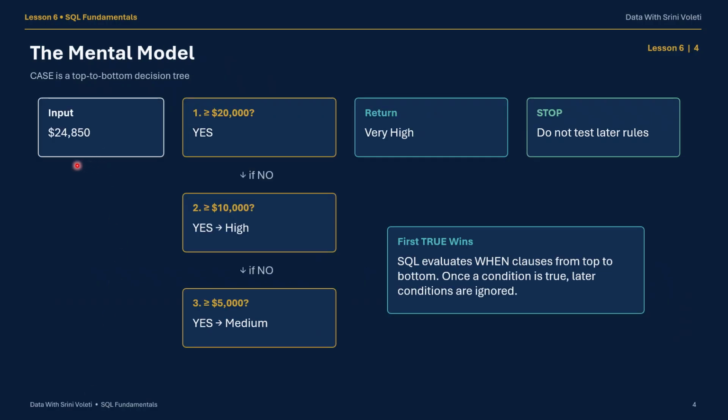Read CASE as a decision tree. SQL begins at the top. For a claim amount of 24,850, the first question is whether the amount is at least 20,000. Yes, SQL returns very high and stops. If the answer had been no, SQL would move to the 10,000 rule, then the 5,000 rule, and finally ELSE. The first true condition wins. This mental model is more important than memorizing the syntax.